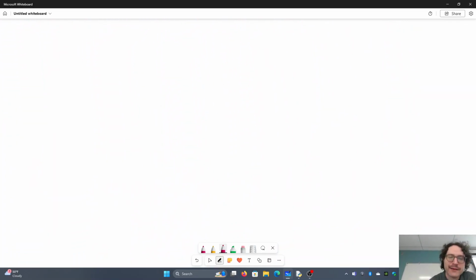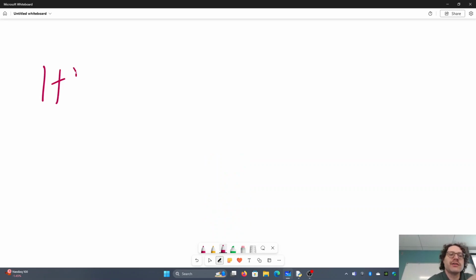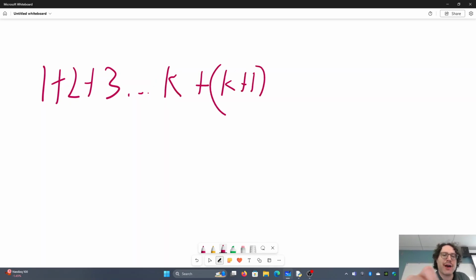What would that look like? That means rewriting this equation so that, instead of having n, we write it in terms of k plus 1. 1 plus 2 plus 3, dot, dot, dot, and now we have k plus k plus 1, right? Notice instead of ending at n minus 1 plus n, it's ending at k plus 1. It's the same series. I've just substituted a term instead.